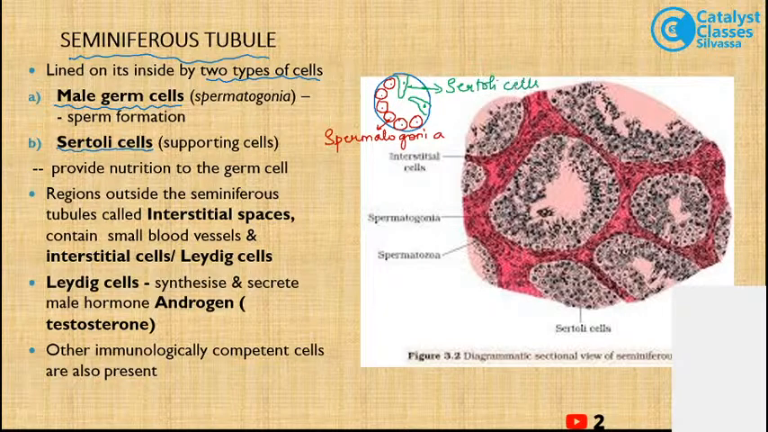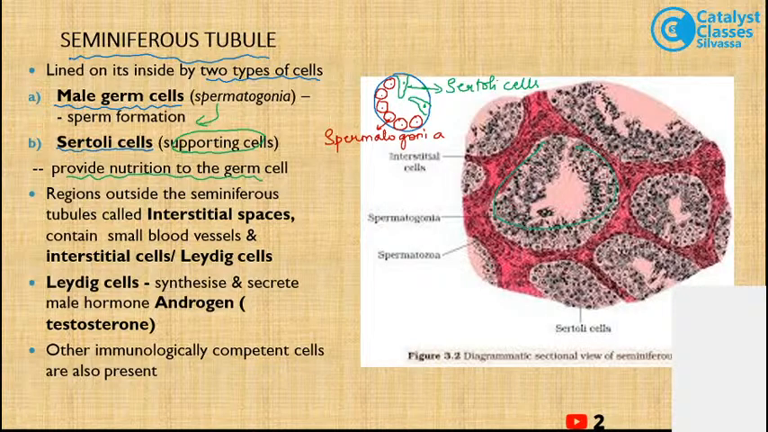What are they called? Sertoli cells. Okay. Now, these Sertoli cells are nothing but the supporting cells. What are they going to support? Now, as I told you, the spermatogonia cells are mainly involved in the process of sperm formation. So, whenever sperm formation is taking place within the seminiferous tubules, these supporting cells, the Sertoli cells, are going to provide nutrition to the germ cells. Whenever the cells divide, they need certain nutrition, right? So, that nutrition will be provided by whom? Sertoli cells.